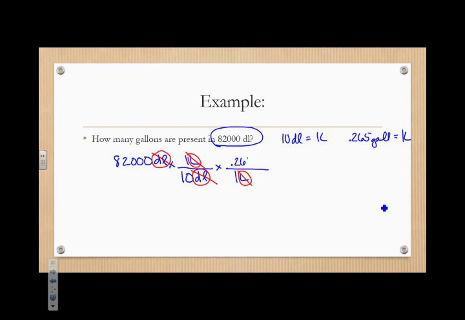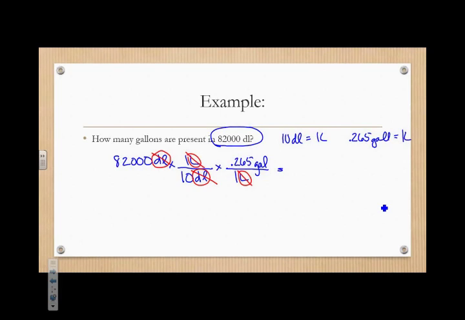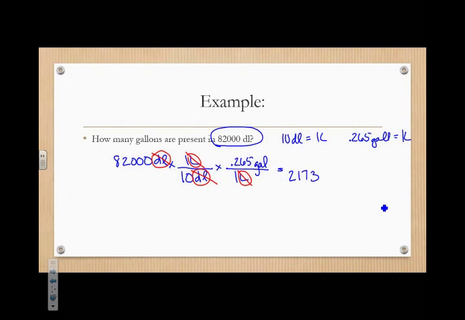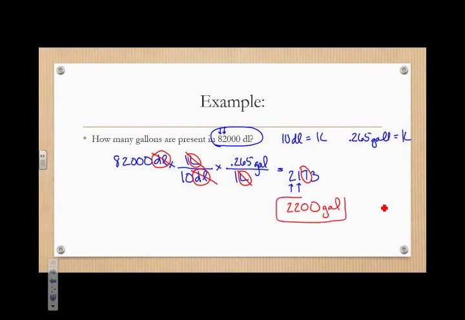And 0.265 gallons goes right there. And when you put that into your calculator, 82000, we're dividing by 10, and we're multiplying by 0.265. I get 2173, and only 2 sig figs in my measurement. So I need this sig fig, and I need this sig fig. This number is going to change to a 0, but it's greater than 5, so that means I have to round up. And there's my answer.